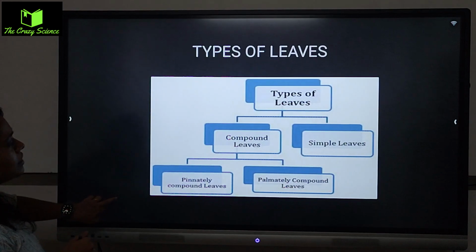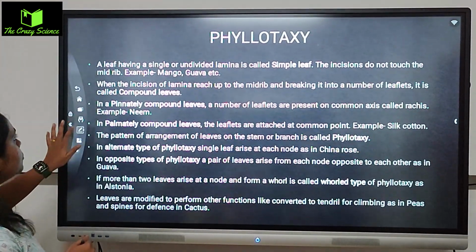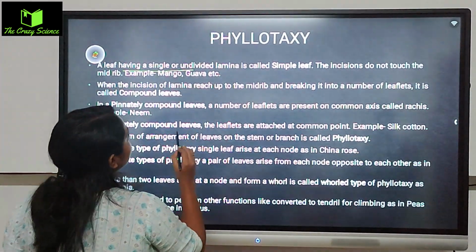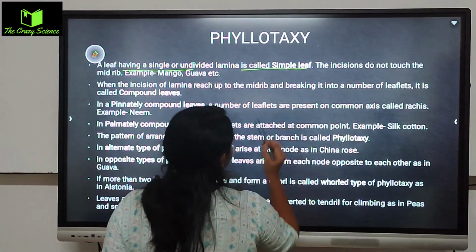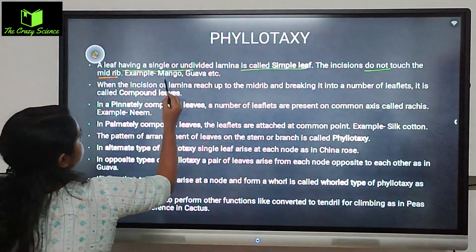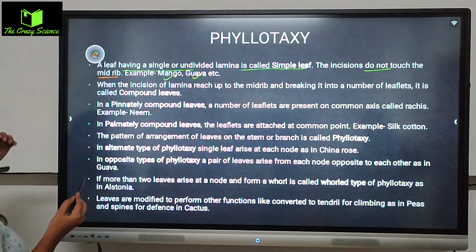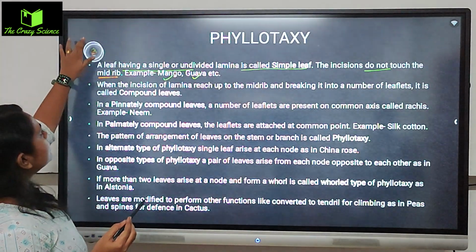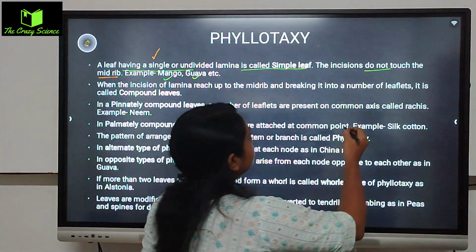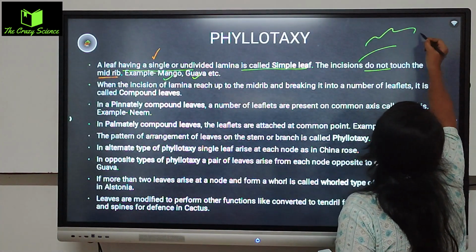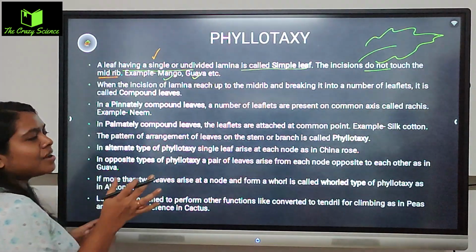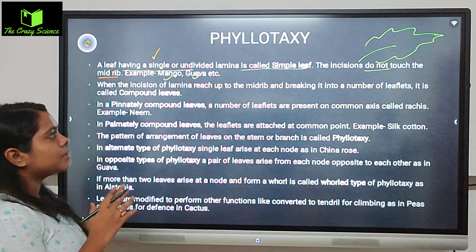In this last slide, I will just say a little about phyllotaxy, and phyllotaxy is important here. A leaf having a single or undivided lamina is called a simple leaf, and the insertion does not touch the midrib. The examples are mango and guava. They look like a normal leaf, having a single or undivided lamina. The lamina is a part of the leaf itself, and they are not connected with each other.